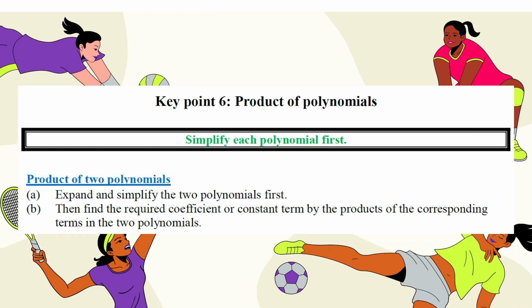And then products of polynomials. Wow, even crazier. One polynomial is already trouble, right? Two polynomials multiplied together. So you need to simplify each polynomial first. Don't do too much. Simplify them, make each of them neat and tidy, and then do the multiplication.